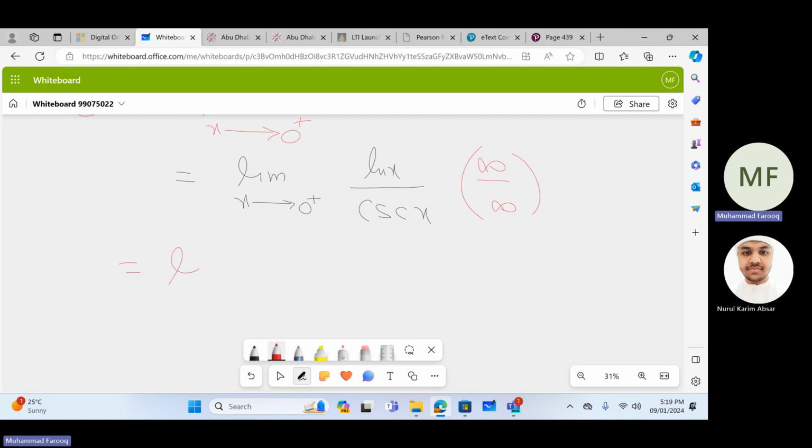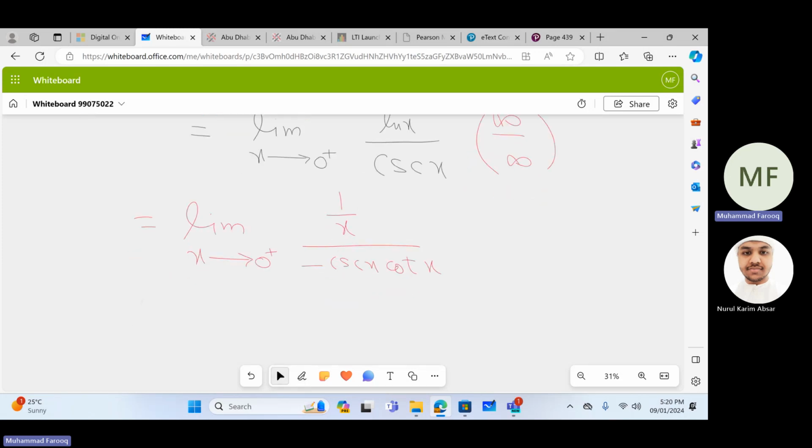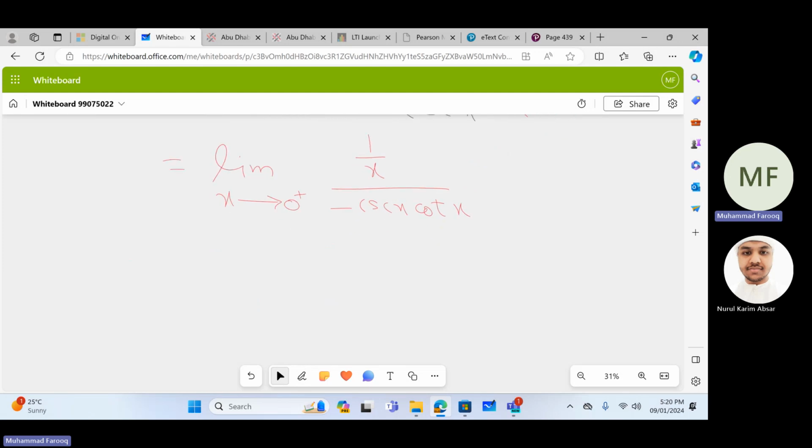So I have now the limit as x goes to 0 from the right side. What is the derivative of ln x? 1 over x. Divided by the derivative of cosecant, which is negative cosecant x times cotangent. Okay, good. Now again, before we go further, we need simplification first, so that we can get a very clear picture of our next step. So first of all, let's simplify this.